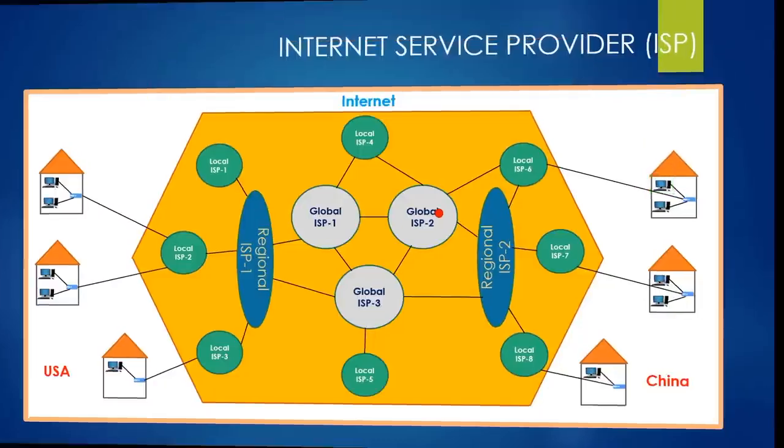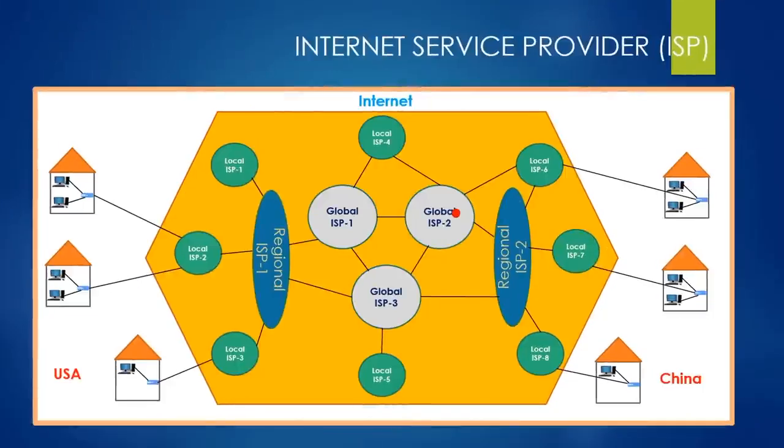You catch the idea. And for this packet on the global ISP2, let's say it will go to the regional ISP2 instead of local ISP6 or global ISP3, okay? And from here, the packet will go to the local ISP7, and there we go.